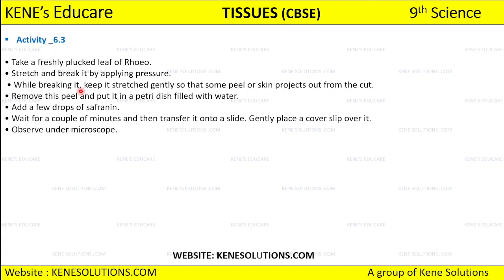Okay, now we need to remove this peel and put that into the petri dish, and we have to fill that petri dish with water. After putting this peel into the petri dish, हम उसके अंदर क्या करेंगे, petri dish के अंदर ही हम safranin डालेंगे. Now safranin is going to stain, क्या करेगा safranin, it stains the leaf of Rhoeo.